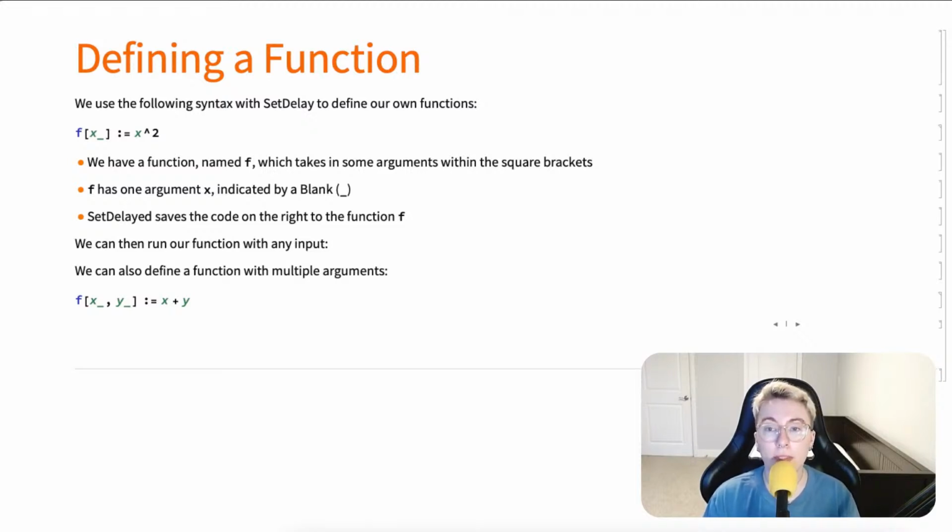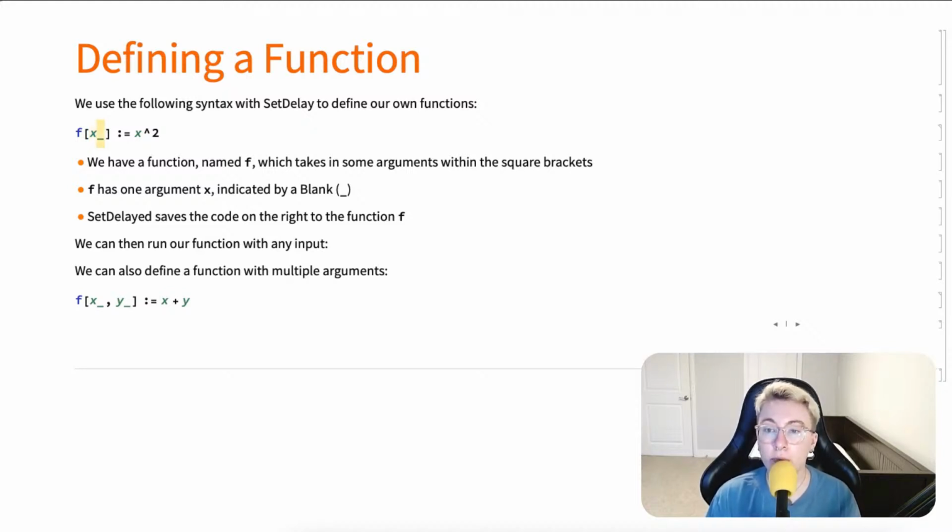Now that we can save a piece of code to a symbol, we can define our own functions. We'll be using the following syntax with SetDelayed to create our own functions. We start with a function name. Let's say the letter f. The function f is going to take some arguments that we put within square brackets. Let's say that f has one argument x. This argument name x is a placeholder, so while it's useful to make it a variable that makes sense with what it's representing, it could really be any symbol.